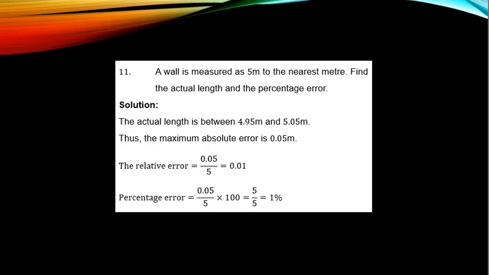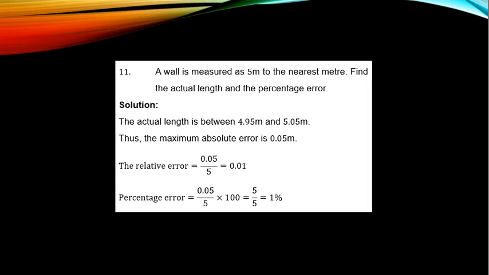Example 11. A wall is measured as 5 meters to the nearest meter. Find the actual length and the percentage error. Remember at the beginning where we said that an allowance is allowed. Now that the measurement is 5 meters, to calculate the percentage error, we need the error itself. So the error itself is the allowance we allow: 0.05 from 5, 0.05 to 5.